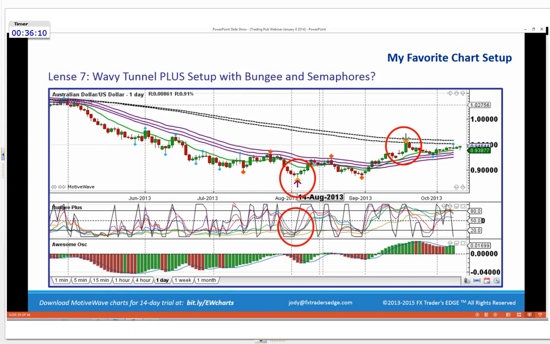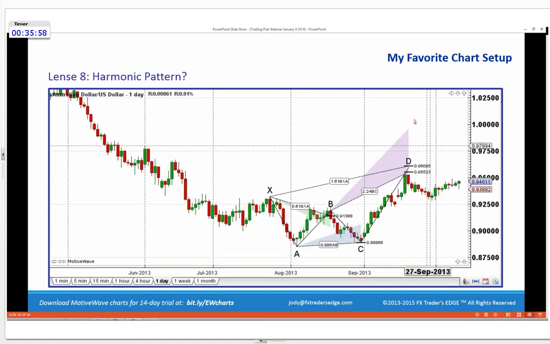And we see the noble semaphore also hits our target. And there's a lot more to say about that as well. But finally, lens 8, here's a harmonic pattern. This is fantastic. So we begin to get precise analysis between our Fibonacci, our Elliott wave, our Wavy tunnel setup, and our harmonic projection. We begin to see convergence of a number of analysis methods coming together to provide a pretty secure target zone for our trade.